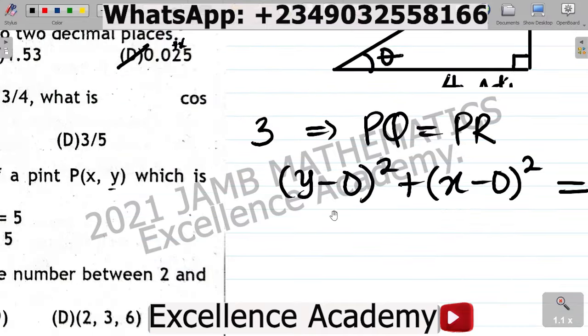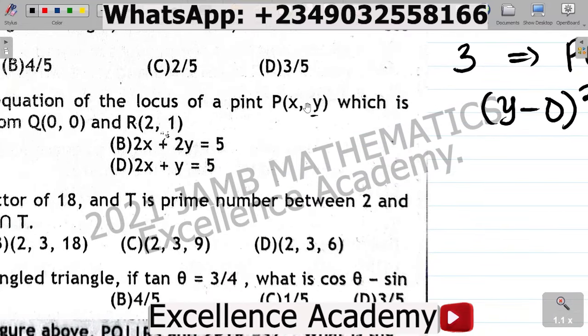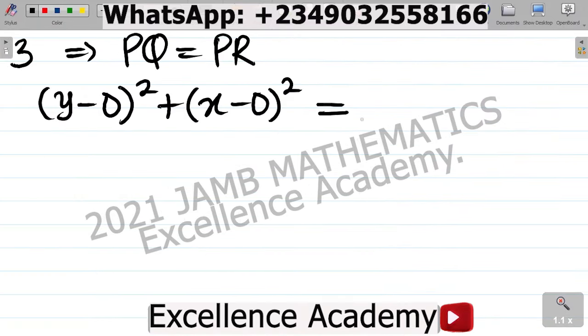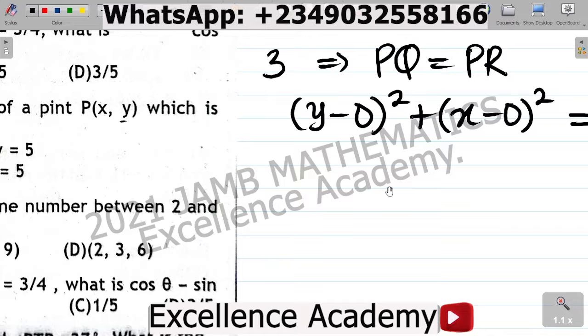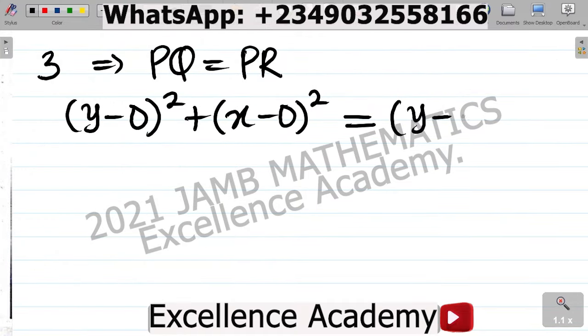For PR, of course, we repeat the same process. For P, the value of Y there is Y. That becomes Y minus, for R, what's the value of Y? For R, Y is 1. You can see here 1. So it becomes Y minus 1.